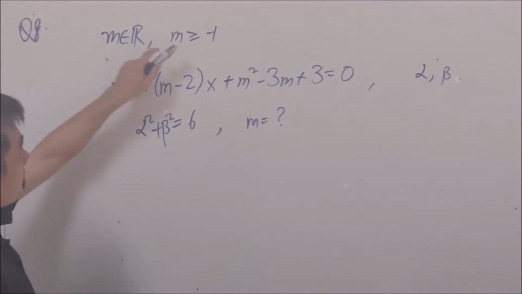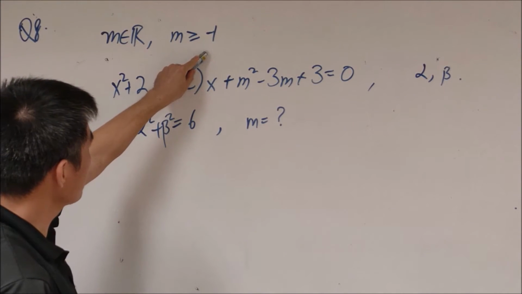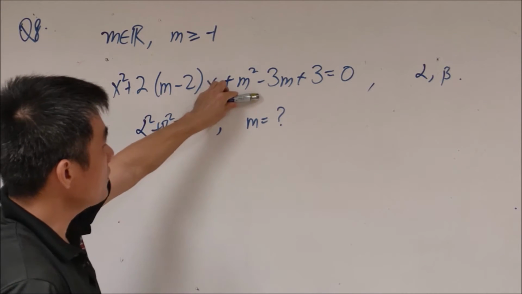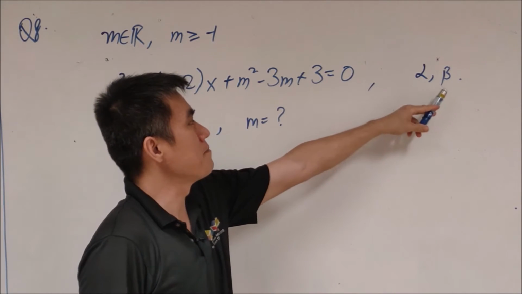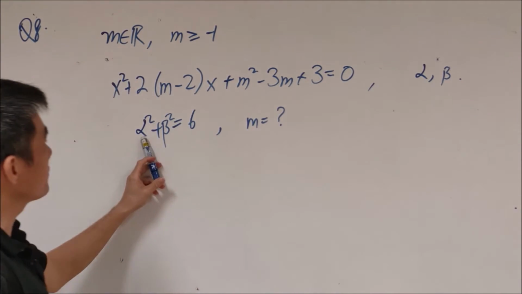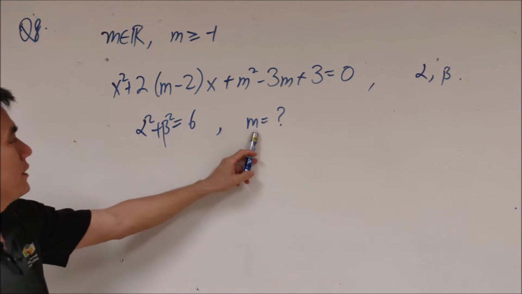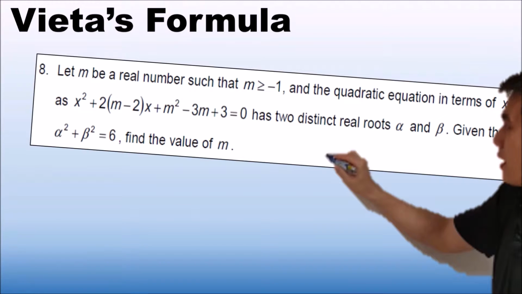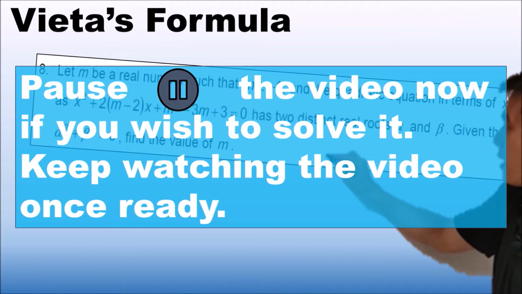m is a real number that is greater than or equal to negative 1. The quadratic equation has the roots alpha and beta. Given that alpha squared plus beta squared equals 6, what is the value of m? Pause the video now if you wish to solve it. Keep watching the video once ready.